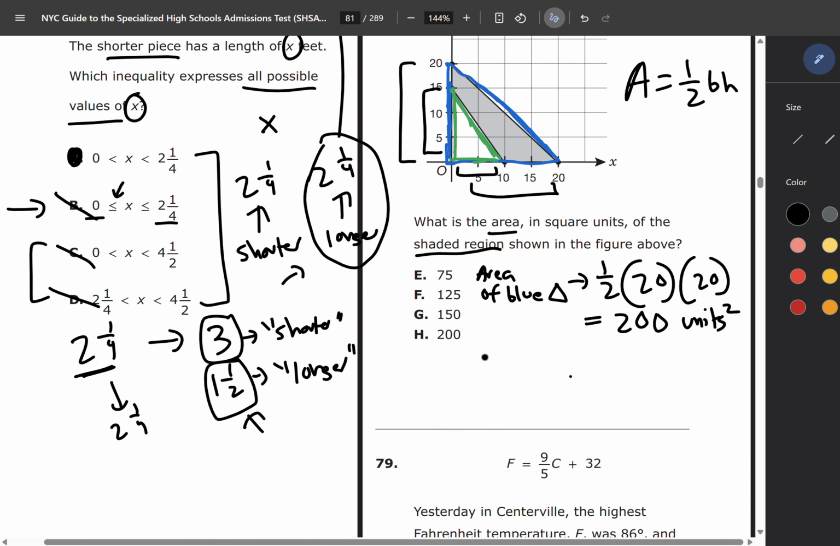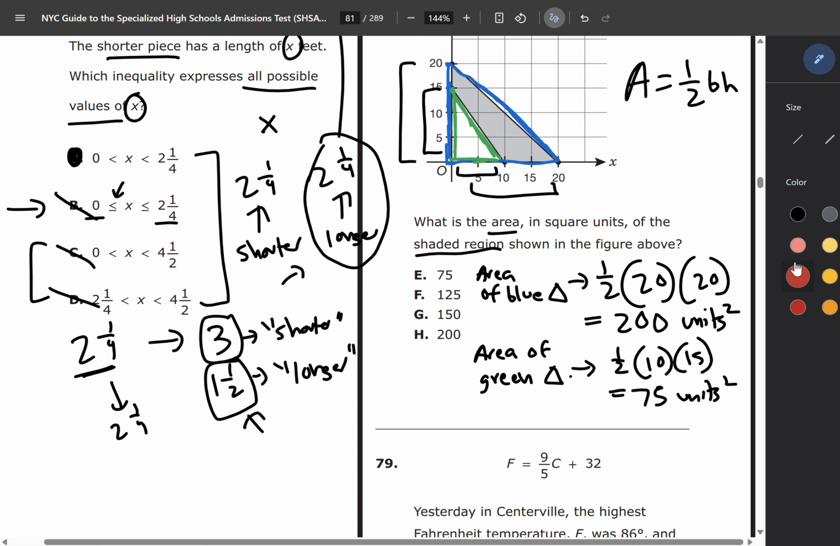And now we're going to find the area of the green triangle. That is equal to 1/2 times 10 we see here times 15. And that right here, 10 times 15 is 150 times 1/2 is 75. 75 units squared.